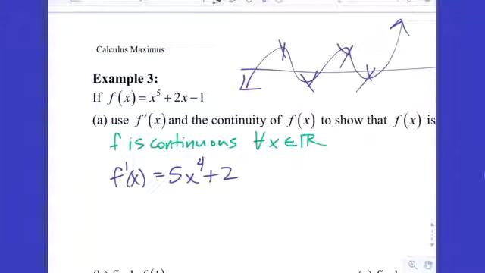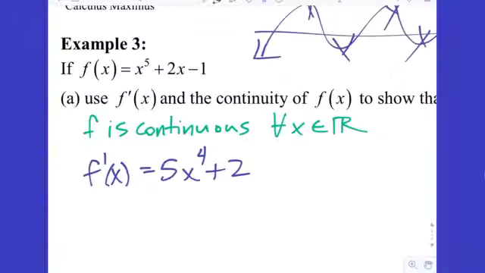Here's how we know. We know it's a polynomial, so it's continuous for all x. If you take the derivative, you get 5x to the 4th plus 2. What do you know about 5x to the 4th plus 2 for any value of x? It's positive. It's going to be 2 at the very least, if not more, okay? So what does that mean? If a continuous function is monotonic increasing, guess what you could say about it? It's also 1-to-1.